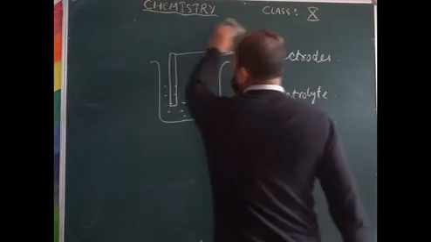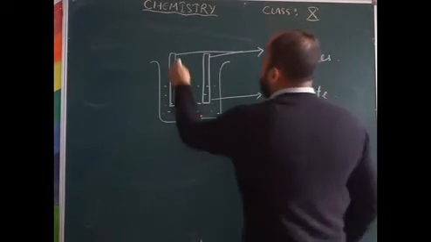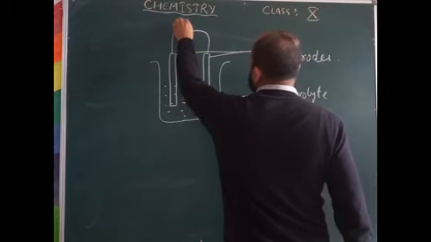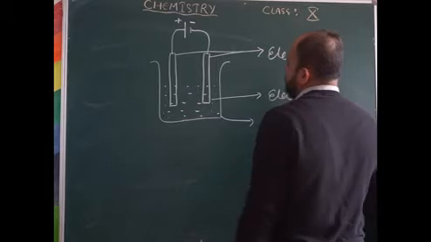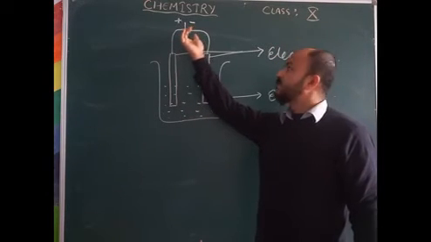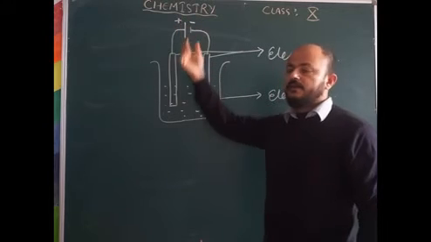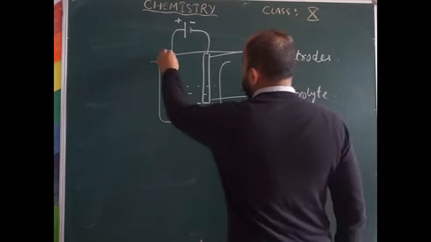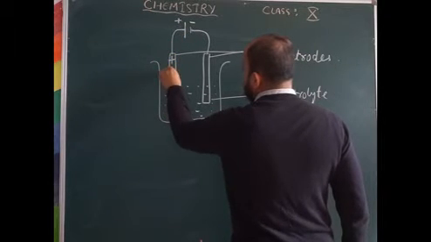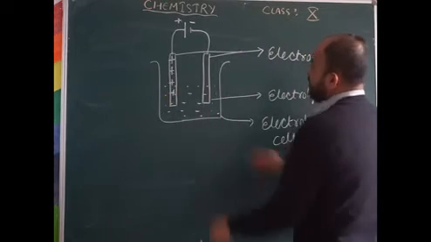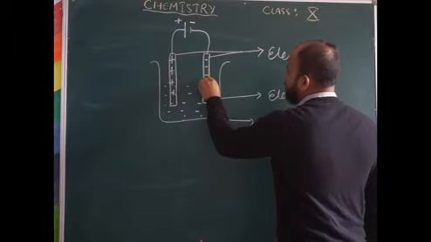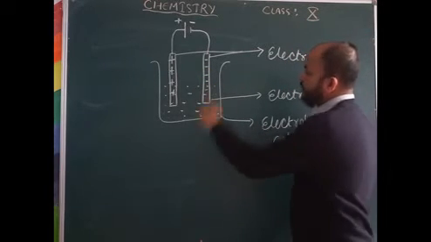Now these two electrodes are externally connected to a battery. Simple diagram. This longer one is positive, the shorter one is the negative. So whenever these two rods are externally connected to a battery or to a cell, what will happen? This rod, since it is connected to the positive terminal, will gain positive charge, and since this rod is connected to the negative terminal, it will have negative charge. Very simple.